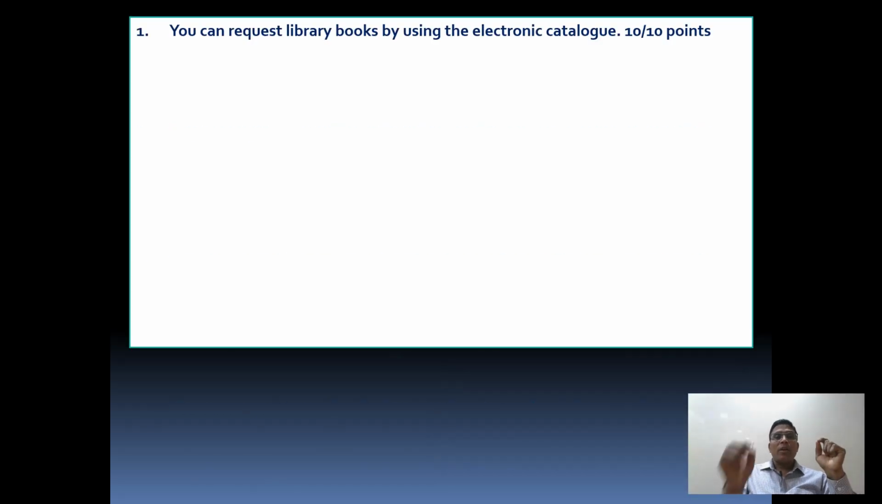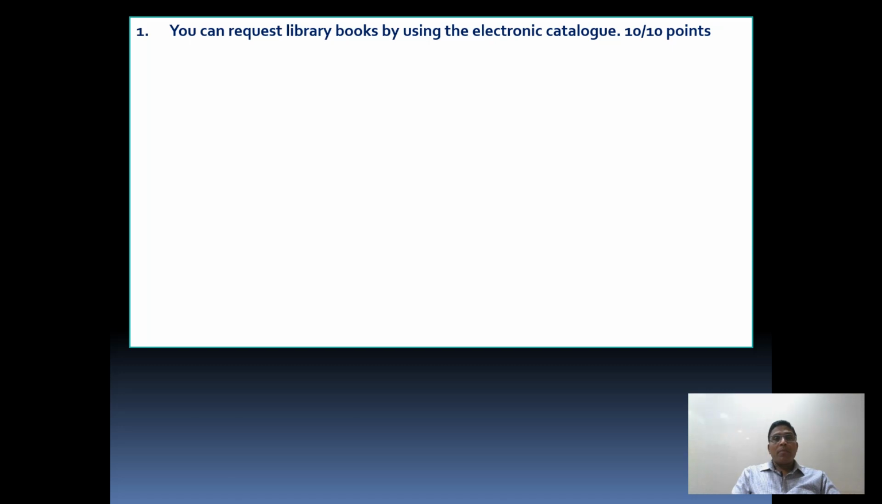So after listening to the sentence, you know that this sentence is: "You can request library books by using the electronic catalog." And there are 10 words. If you write 10 words, you get 10 points, all 10 words in the same sequence, and there's no grammar mistake, so we get points.